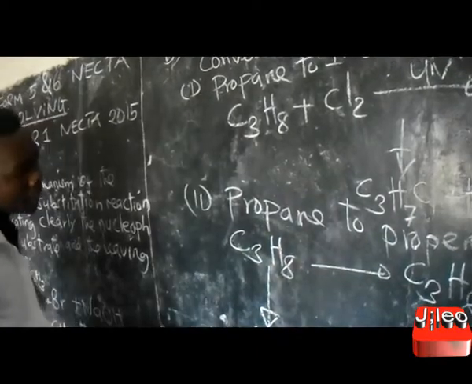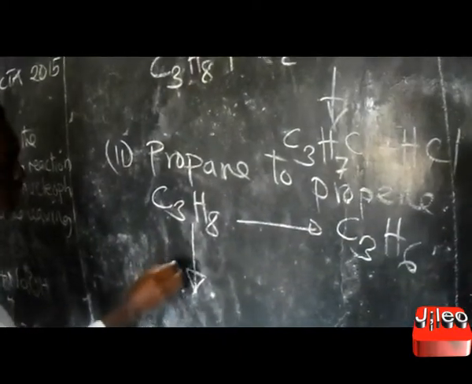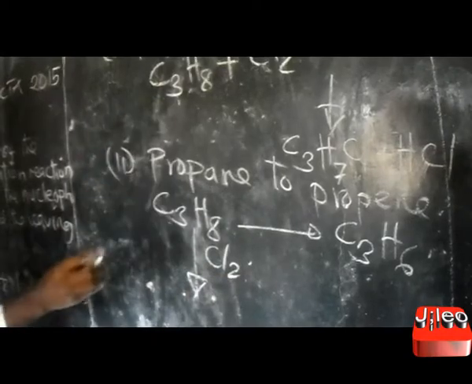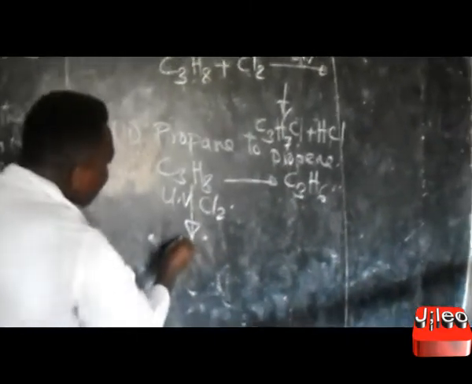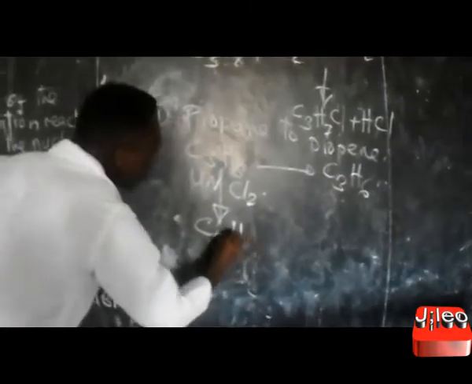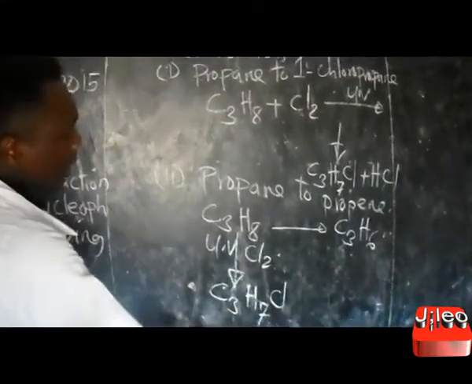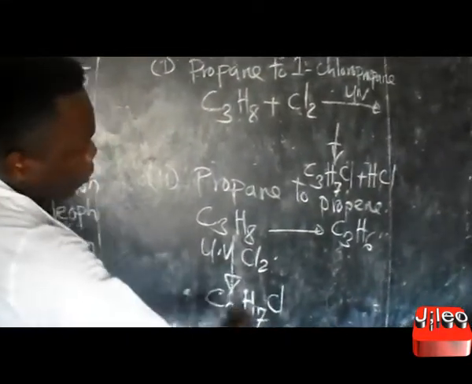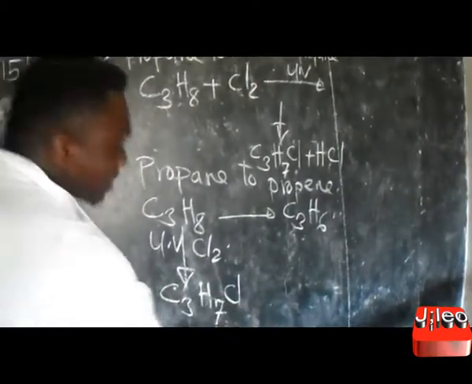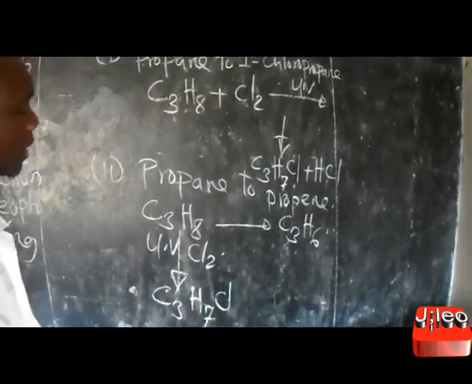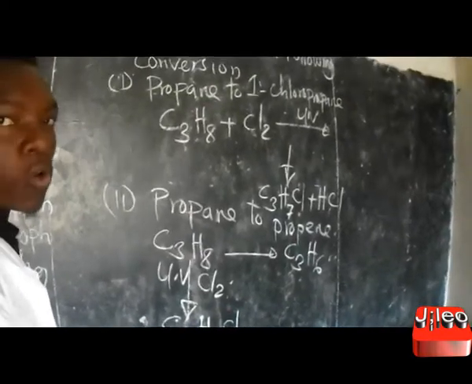Yeah, alkyl halide. So now, reaction with chlorine gas and ultraviolet ray, UV, we shall end up forming C3H7Cl. Yeah, so we shall have this one, C3H7Cl. After doing this, we have to remove these halogens by reacting with potassium hydroxide under alcoholic condition.